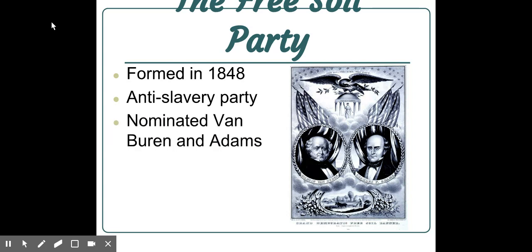So they nominated two candidates. The first one being Martin Van Buren. He's going to run for the presidency, and Charles Adams is going to run as the vice presidency candidate. So they did run in the 1848 election, and they did not carry a single state. So it wasn't very successful. They just needed more than just being an anti-slavery party.